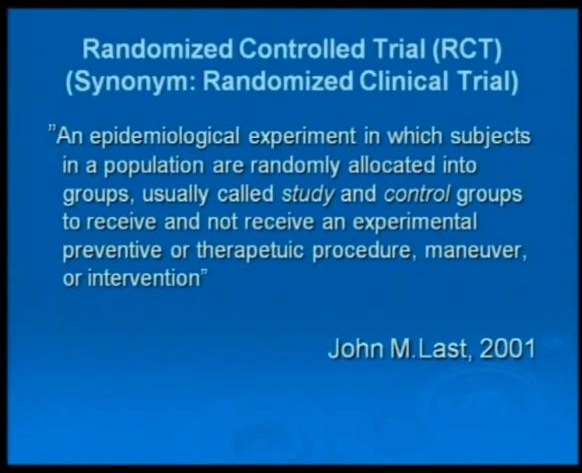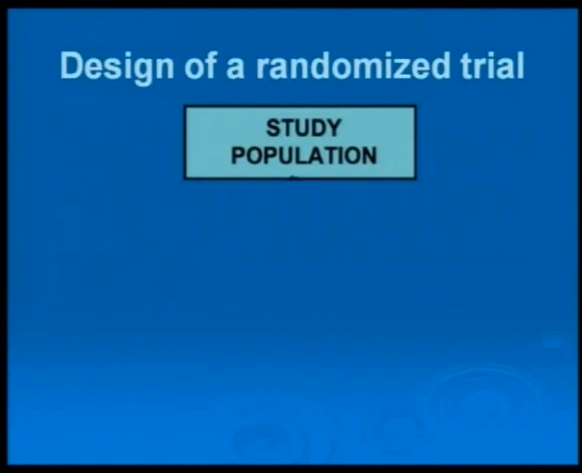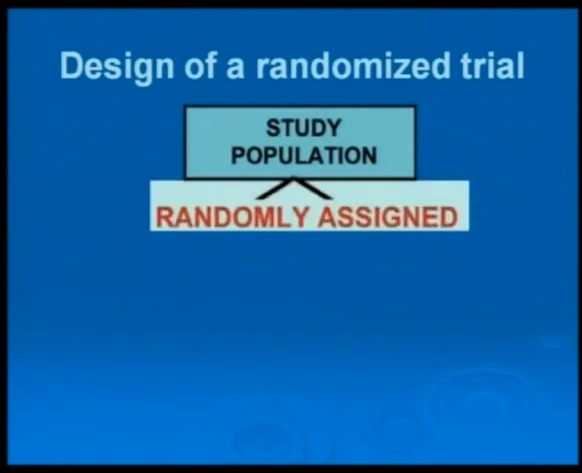It's an epidemiological experiment in which subjects in a population are randomly allocated into groups, usually called the study group and the control group, to receive or not receive an experimental, preventive, or therapeutic procedure, maneuver, or intervention. So that means we are categorizing the study population into two types. One is the study group, the second is the control group. To one group we are giving the treatment, to the other group we are not giving the treatment, and we are just looking for the outcome. So this is the basic design of a randomized control trial.